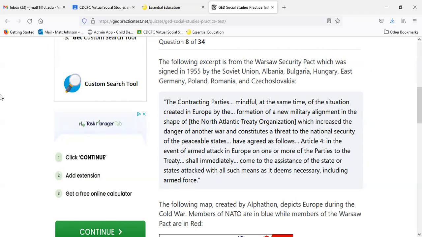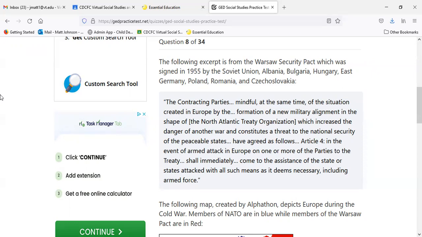Albania, Bulgaria, Hungary, East Germany, Poland, Romania, Czechoslovakia were not, and we've talked about this, they were not part of the Soviet Union. However, they were very closely aligned with the Soviet Union, to the point that you could almost say that they were puppet states. They followed what was happening in Moscow very closely, and they were basically communist governments there.